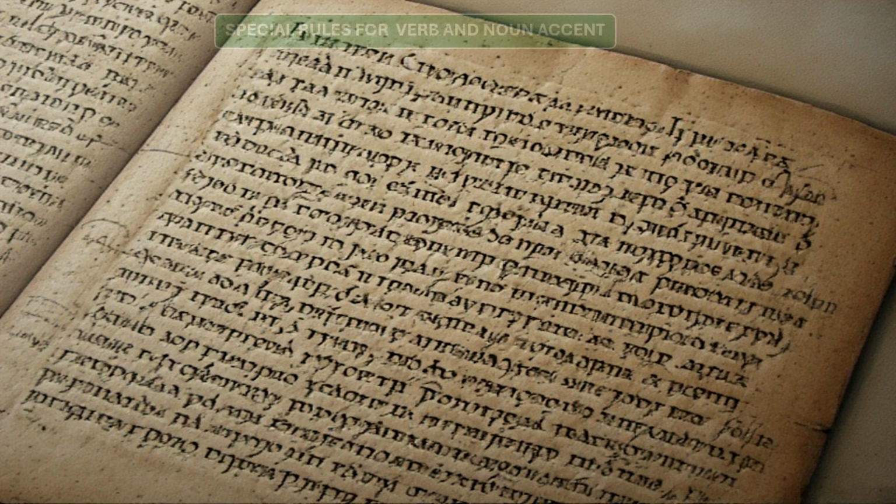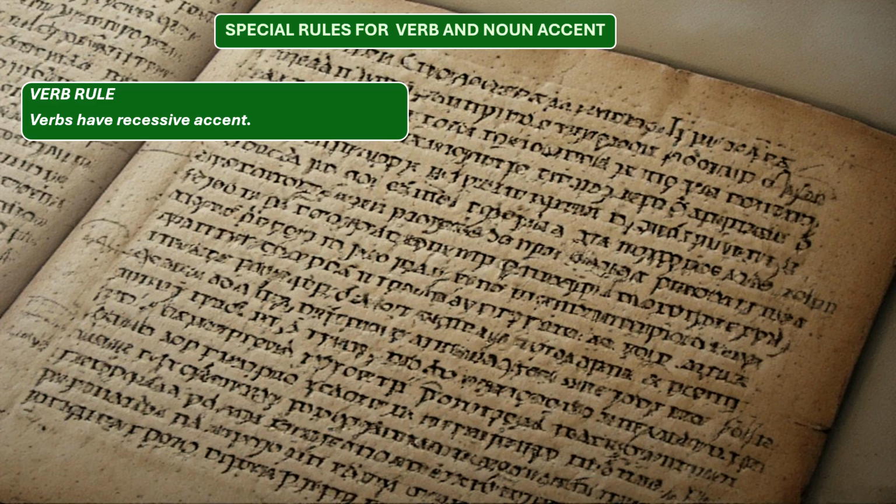Now let's take a look at some special rules that apply to verb and noun accent. First of all, with respect to the verb, verbs have recessive accent. The rule means that in verbs, the accent goes back as far as the general rules of accent will permit. This rule definitely fixes the accent of a verb form. It is not necessary to know what verb the form is derived from or to have any other information whatsoever. Knowing that it is a verb form, one need only to look at the ultima.